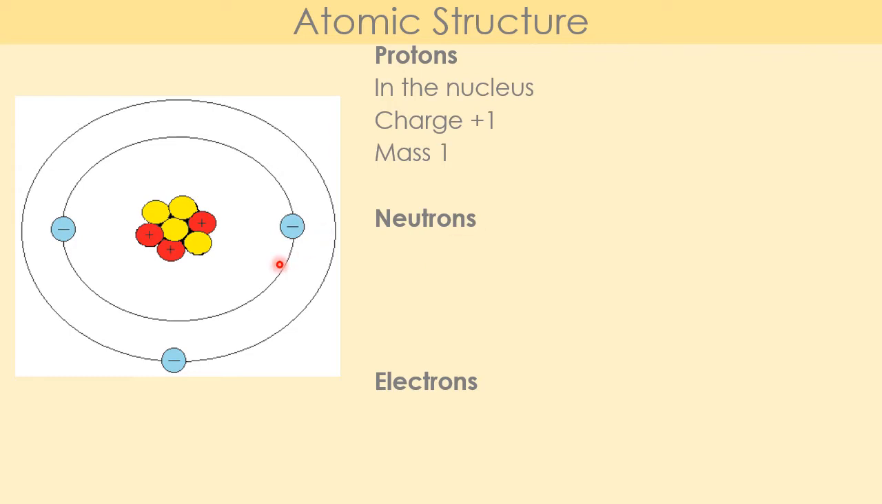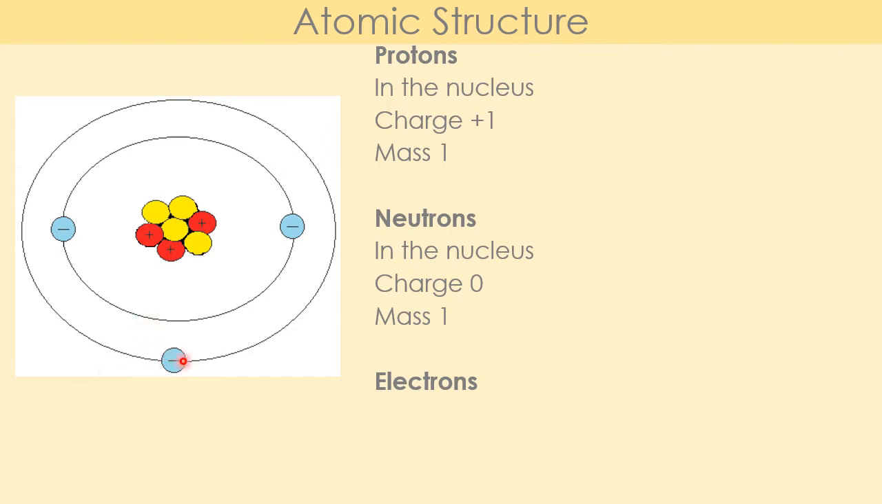Next up, we've got our neutrons, which are the yellow ones inside here, just so we can tell them apart. Again, they are in the nucleus. They've got a charge of 0 and a relative mass of 1 as well.